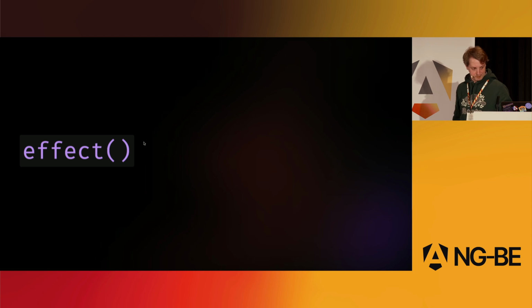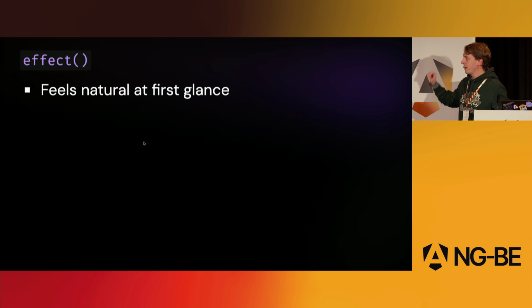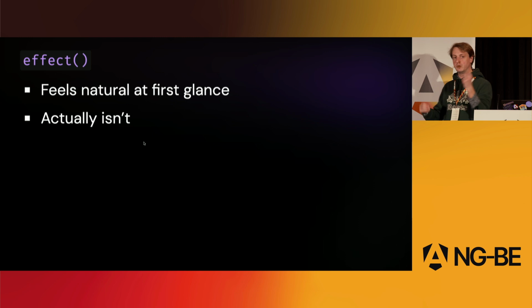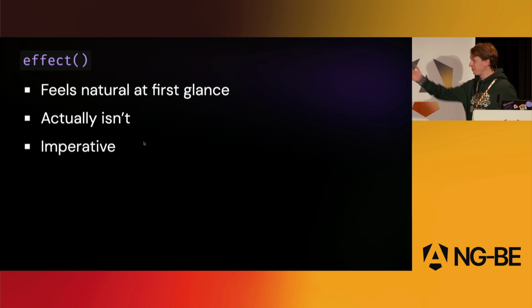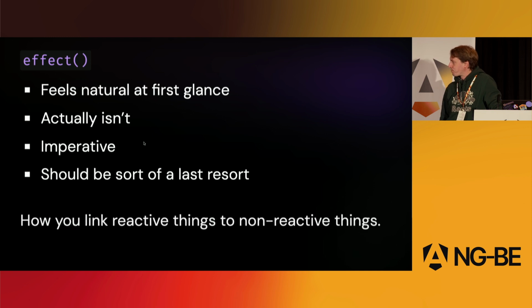And what's interesting is, about the effect, like I said, it feels natural at first glance, but actually isn't. I think about it, it isn't when you actually read your code or the code you wrote 6 months ago. You forget what it actually does and you lose the semantics. So it's actually harder to maintain. It's imperative and also it should be a last resort, and I'll show you why after this.